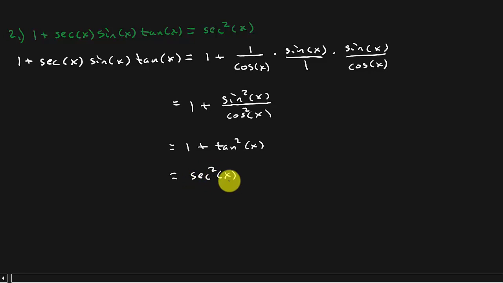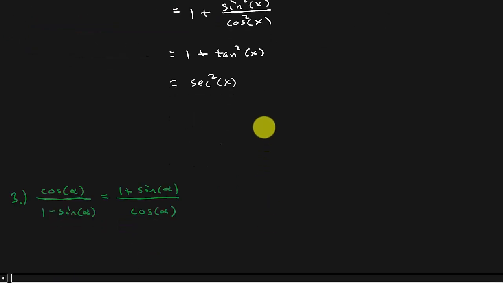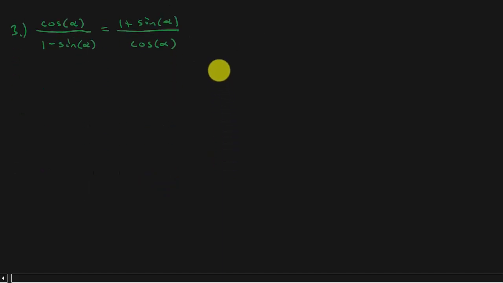Now, if you notice all the details that I'm showing in each step, you want to do that when you're verifying identities. You want to show every little thing, okay? Because we're verifying this identity here. All right, so let's take a look at this one.